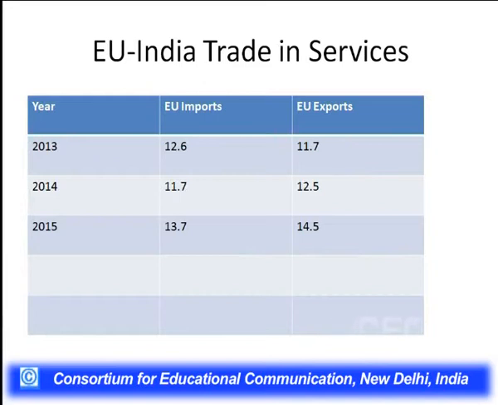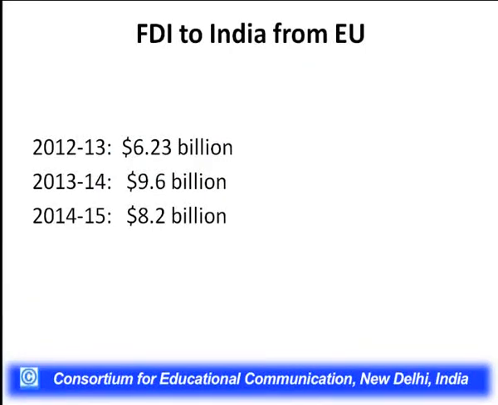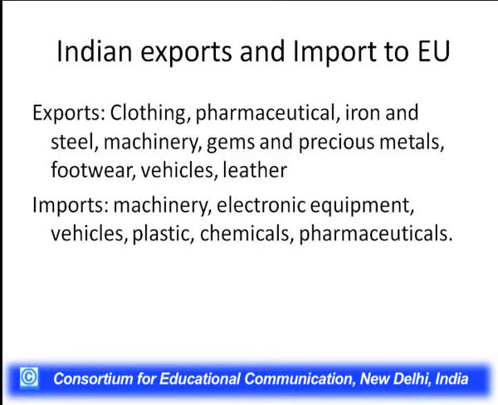So we can see that the export and import in services, this is about services, and the earlier graph that I showed you was about goods. Both trade in goods and services is increasing, and that's a very positive sign for the India and European Union economic partnership. If I talk of the products, India's exports include clothing, pharmaceuticals, iron and steel, machinery, gems and precious metals. They also include footwear, vehicles and leather products.